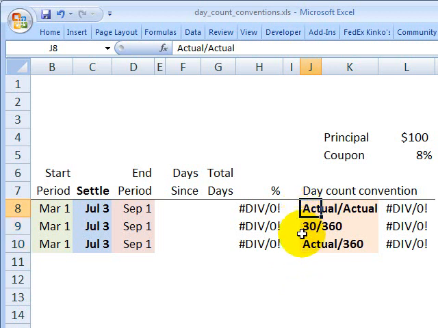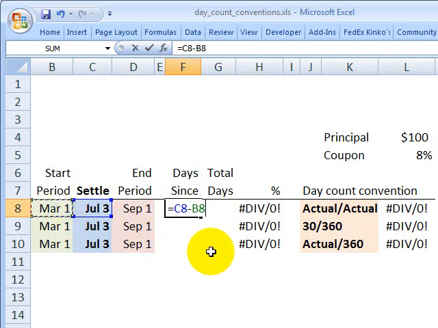The first is actual/actual. In that case, the accrued interest is based on actual number of days since the last coupon divided by total number of days in the period. So I can go over here and calculate that. First I'll do the numerator. I want the actual number of days that elapsed from the start of the period to the bond settlement. And in this case, with Excel, I can simply subtract, because Excel will give me the actual number of days between the two dates, which is 124 days.